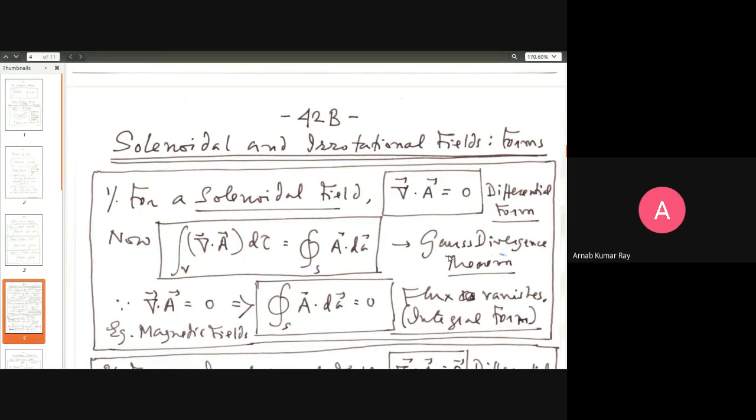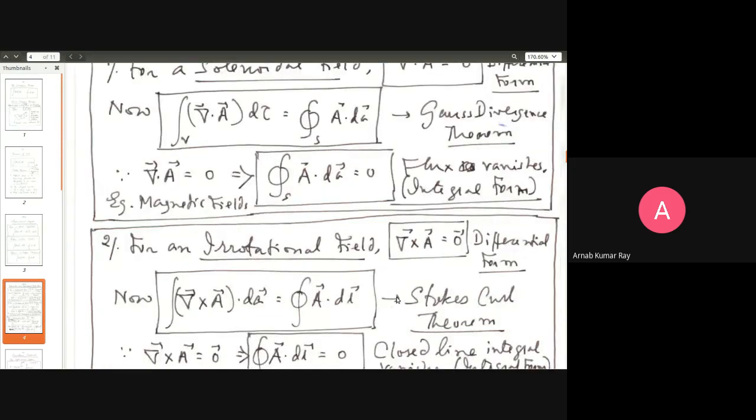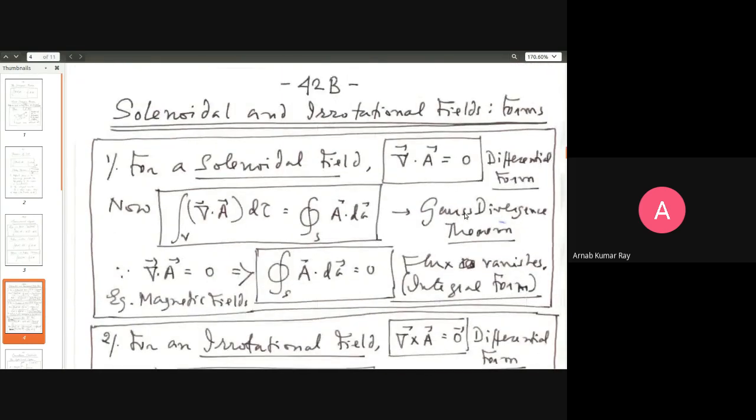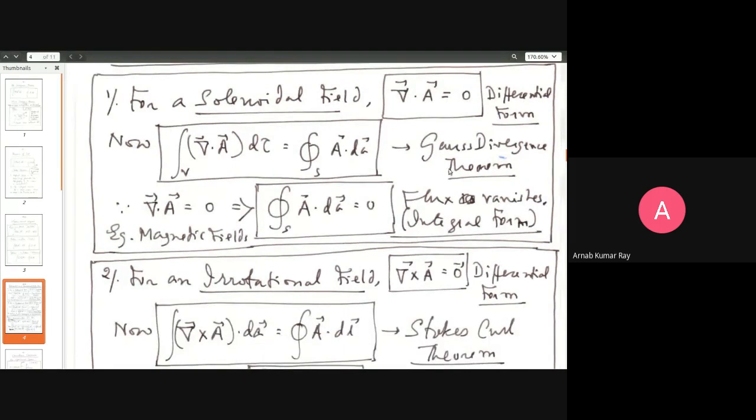So the equation of a line can be expressed in either an integral form or a differential form. And similarly, solenoidal fields and irrotational fields can also be expressed either in a differential form or an integral form. Here, you have a solenoidal field. The divergence of that solenoidal field is equal to 0. That is the differential form. Now let us apply the Gauss divergence theorem.